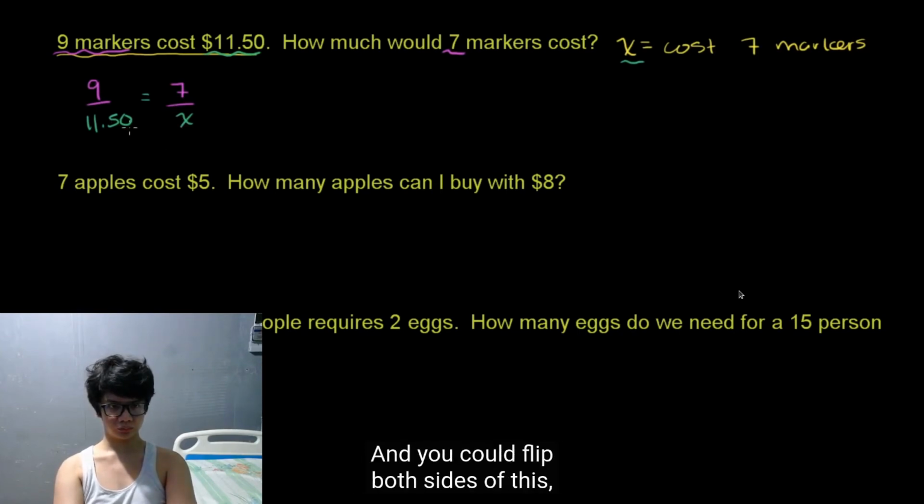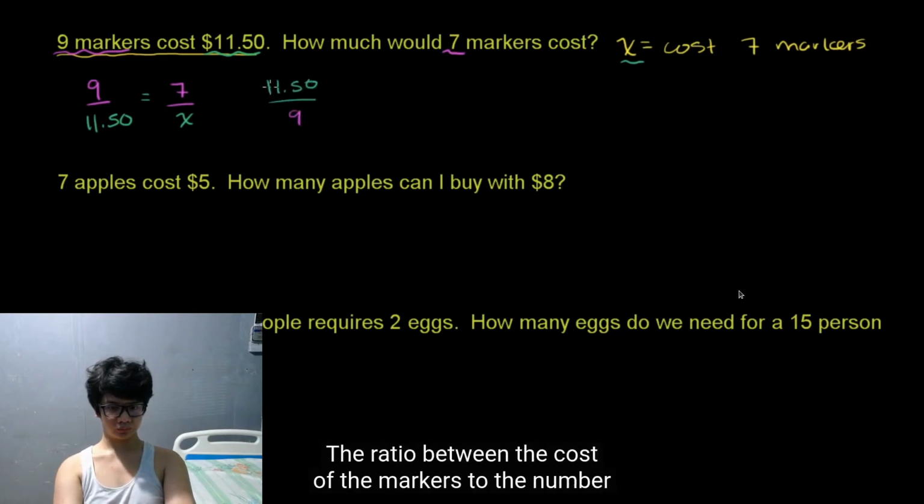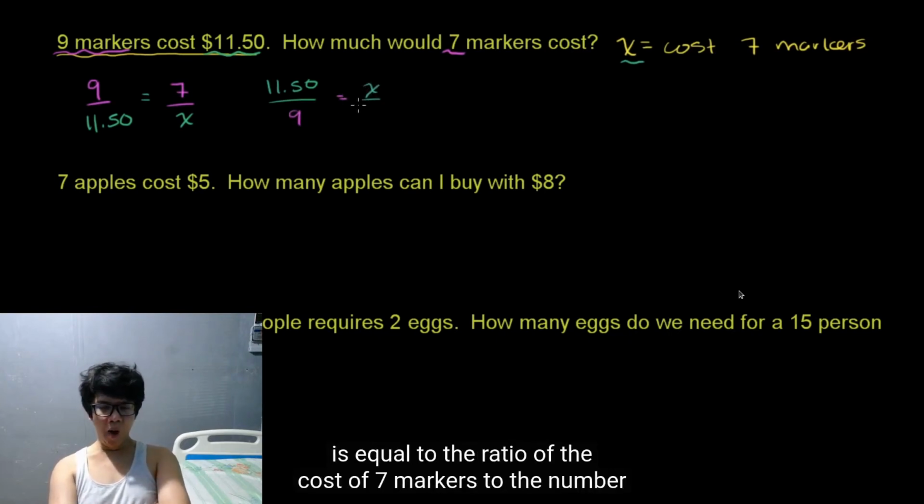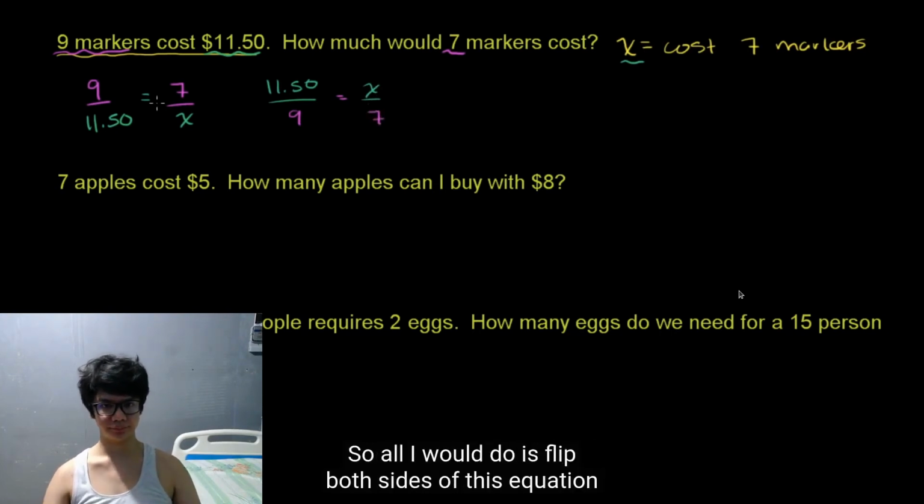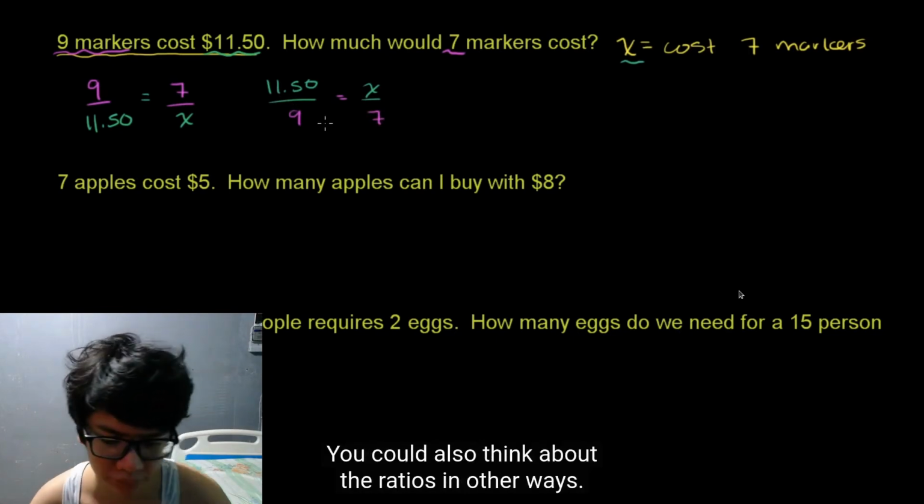And you could flip both sides of this and it would still be a completely valid ratio. You could have 11.50 to 9. So the ratio between the cost of the markers to the number of markers is equal to the ratio of the cost of 7 markers to the number of markers, which is obviously 7. So all we did is flip both sides of this equation right here to get this one over here.